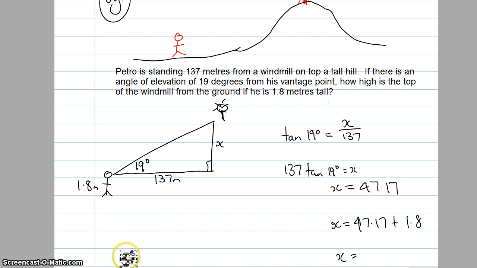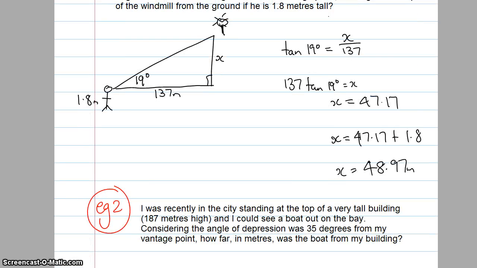Oh, I better recharge. What was it again? 48.97 metres high. That's how high the actual mountain is, or the top of the windmill is from the ground where Petro is. Okay, I'll show you just one more example and then we'll finish.